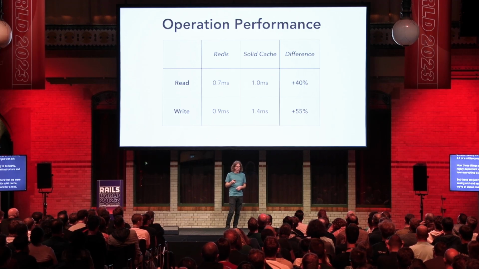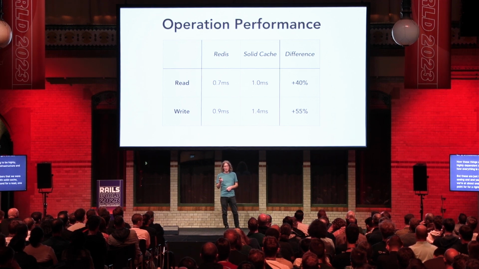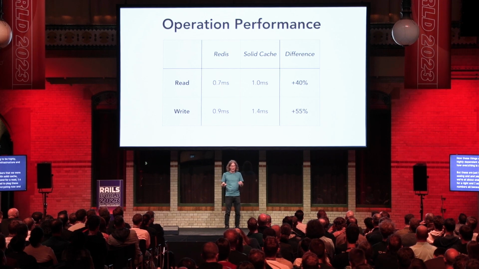With Solid Cache, we're at about 1 millisecond for a read and 1.4 for a write. I actually had to fudge these numbers a little because we were encrypting now, and for a fair comparison, I estimated what the encryption cost is, profiled it a bit, and took that out. So hopefully I've got it right. We're seeing a difference in the region of 50% slower. So our operations are slower, but these are small numbers, so they're still pretty fast.